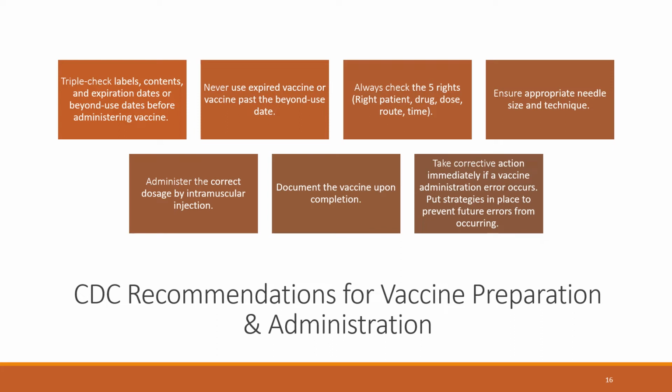Ensure appropriate needle size and technique. Administer the correct dosage by the intramuscular injection. Document the vaccine upon completion. Take corrective action immediately if the vaccine administration error occurs. Put strategies in place to prevent future errors from occurring.